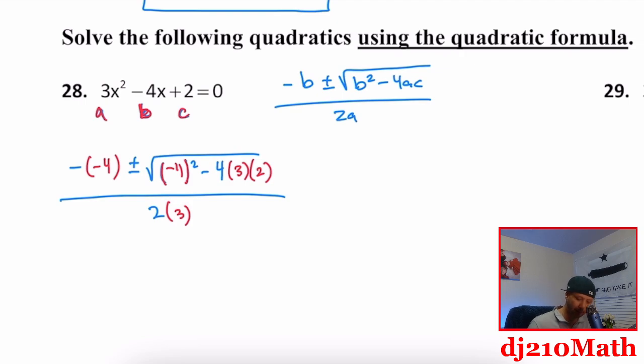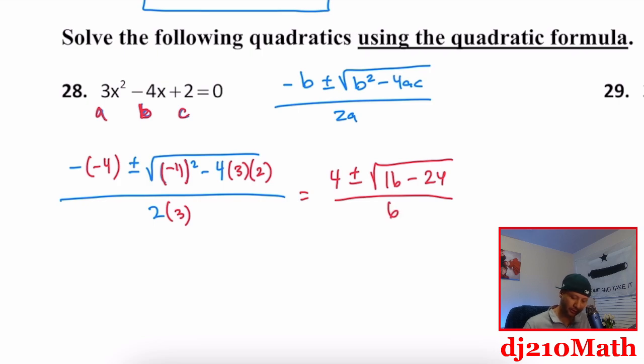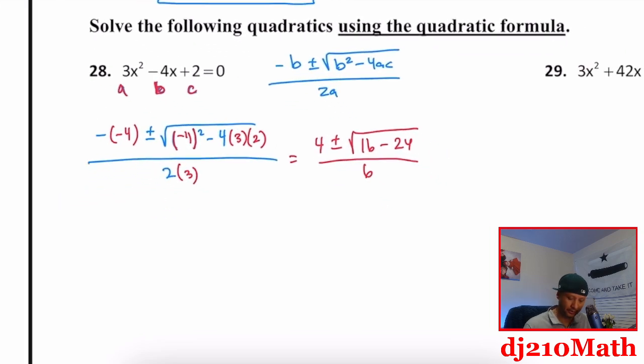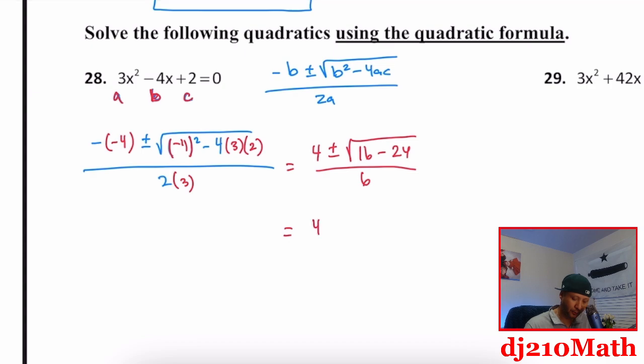All right, so negative times a negative, +4. Plus or minus the square root of 16, right? 4 squared. Minus 4 times 3 times 2. 2 times 3, 6. 6 times 4 is 24. All over 2 times 3, which is 6. Okay, 16 minus 24 is going to be 4 plus or minus the square root of -8 over 6.